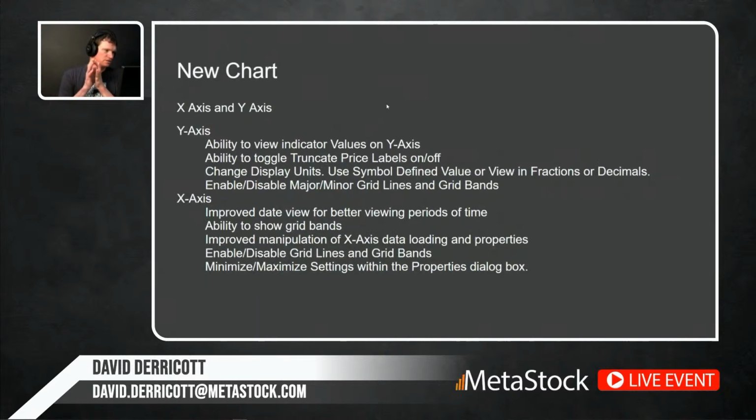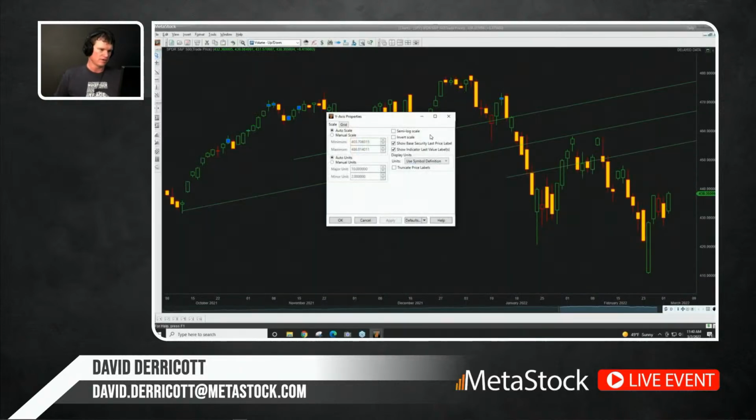Okay, and this is where I want to talk about the X and Y axis. So now you have the ability to toggle the truncate prices labels on and off. You can change the display of units and symbols to find value, or view in fractions or decimals. So what that means is, if you come over here, you can show symbol definition, or basically just symbol name, or you can do integer, you could do 1 decimal.